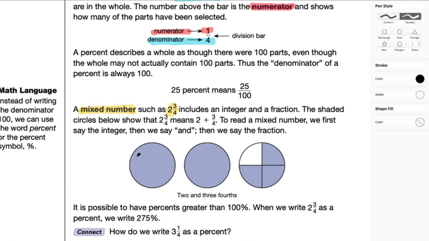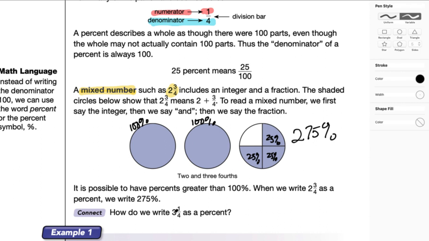Because we already talked about the circle being 100% or all of it, right, when we're considering a whole. So this is 100%, this is 100%. Remember, each of these we broke down, they were 25% each, right? So if that's the case, this mixed number 2 3/4 written out is actually referring to 100, 200, 275%. This could be considered 275%.